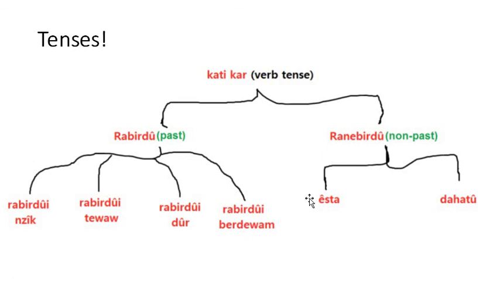But let me tell you, how do you know it's now or how do you know it's future? It is basically according to the context. The context of the sentence will show the action is happening now or in future, all right?